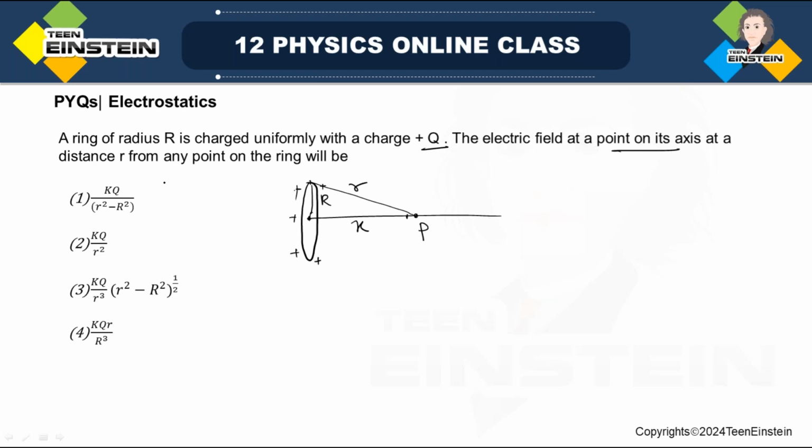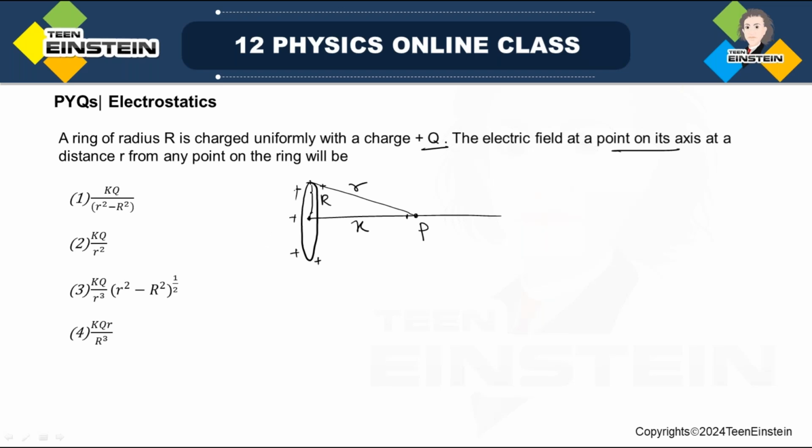Here you have to find out the electric field at this particular point from any point charge. So how do you find that out? There is a lengthy process to do that. I'll just discuss it a little bit. So how to do that?